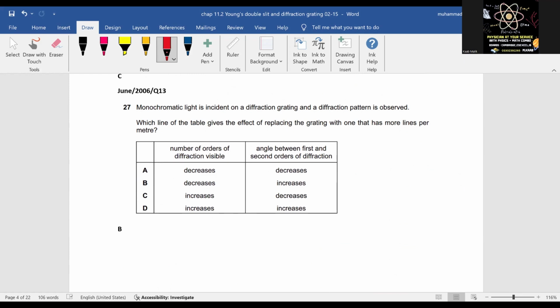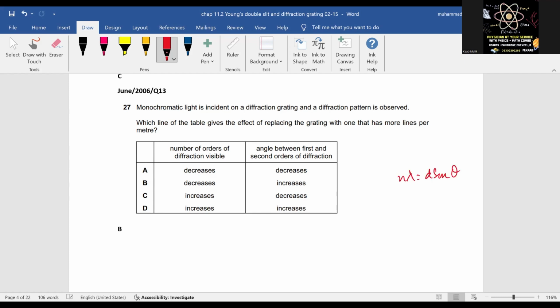Monochromatic light is incident on a diffraction grating and a diffraction pattern is observed. Which line of the table gives the effect of replacing the grating with one that has more lines per meter? So just write the formula in front: n lambda is equal to d sine theta.